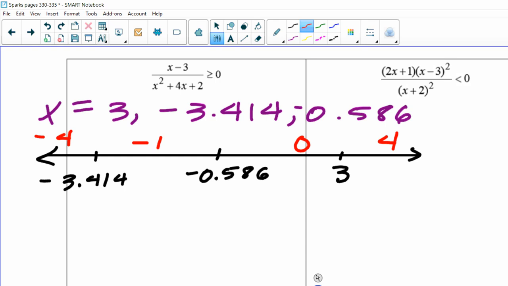If x is -4, is the numerator positive or negative? Negative, divided by a positive. -4 squared is 16, plus -16, which is actually a negative.